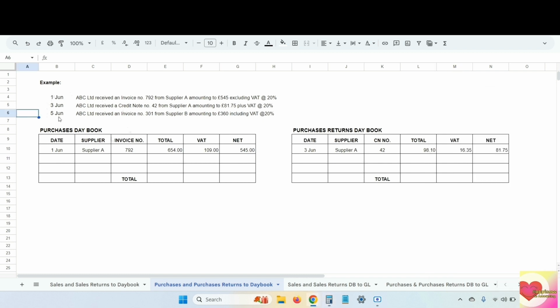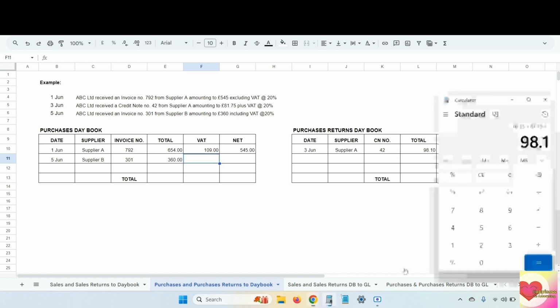Next, on the 5th of June, ABC Limited received an invoice number 301 from supplier B amounting to 360 including VAT at 20%. We have received another invoice from a different supplier, so it means we have made another purchase and we will enter this into our purchases daybook. The amount includes VAT, so it means it is the total amount. Let's enter the details like date, supplier name, and invoice number, and the amount to our total column.